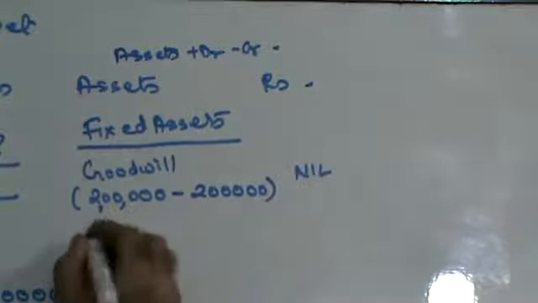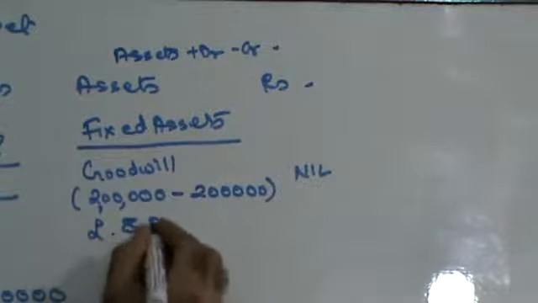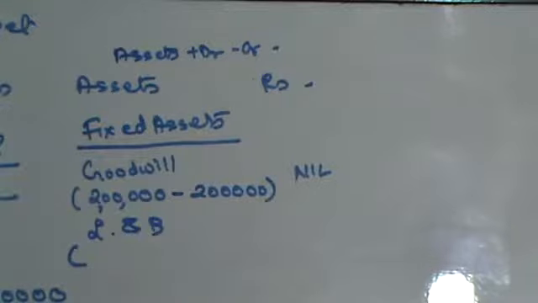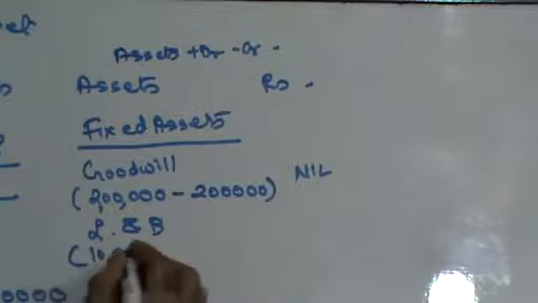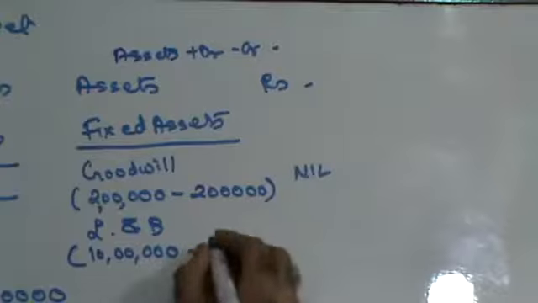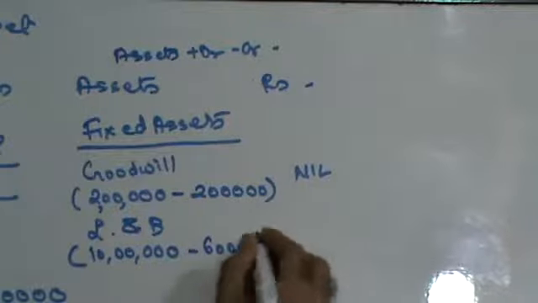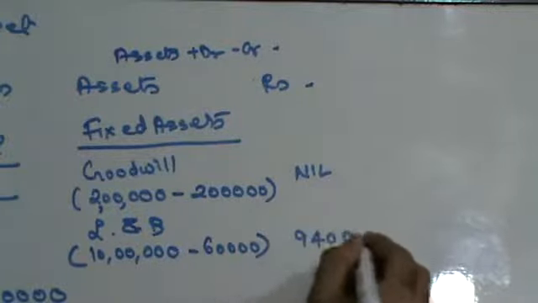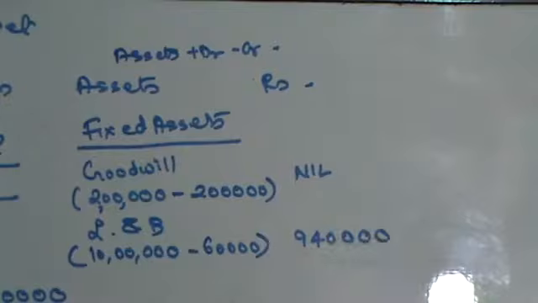Then you have land and building. Land and building as per balance sheet is 10 lakhs. And land and building is given to you in the journal as 60,000 on the credit side. So this will be 9,40,000. Right? Next, furniture.